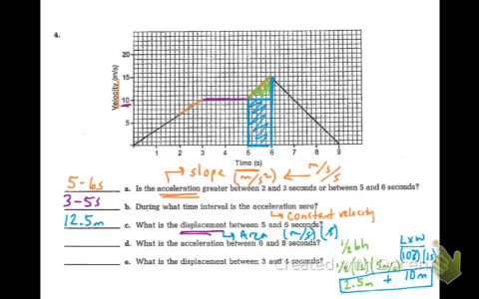So again, with irregularly shaped objects, you just break them up into objects that you know the area formula for.